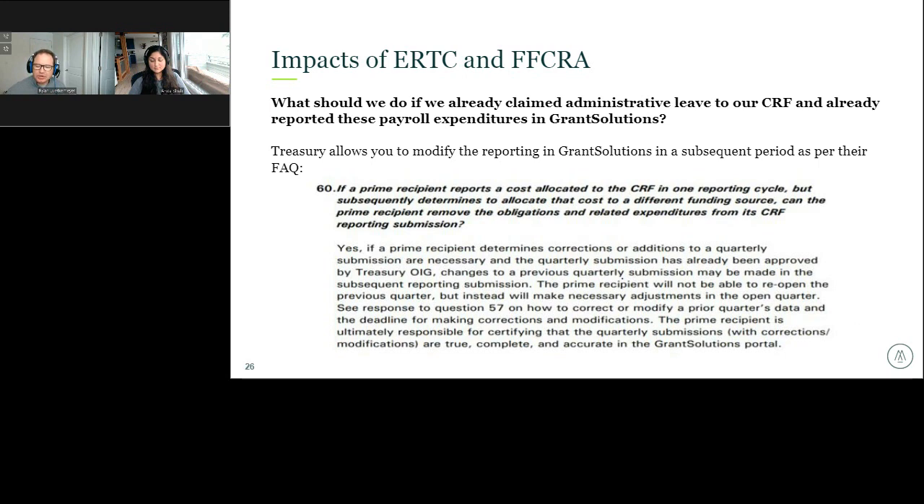Okay. But the Treasury Department did indicate, and acknowledged in their FAQs, that they expect there's going to be alternative sources of funding that might cover these costs later on down the road. So here, I think it's important to note the FAQ: you can't go back in time and update the Grant Solutions reporting, but Treasury does allow that if you are receiving other sources of funding and therefore you need to back out what was previously reported in the CRF, you can simply make those updates in subsequent periods.